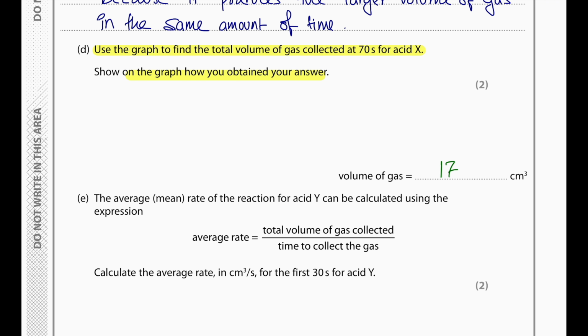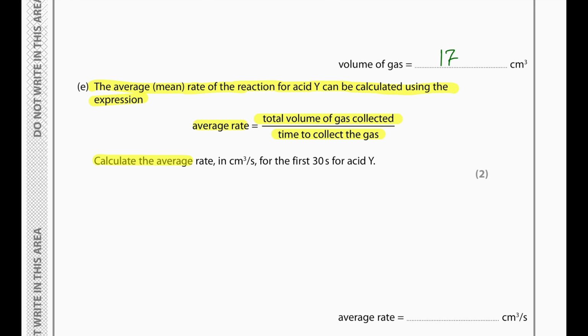So the gas collected is 17 cm³ at 70 seconds. The average mean rate of the reaction for acid Y can be calculated using this expression. Average rate is equal to the total volume of gas collected divided by the time needed to collect that gas. Calculate the average rate in cm³ per second for the first 30 seconds for acid Y.